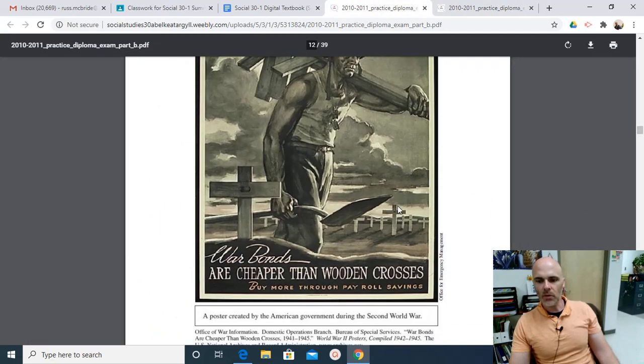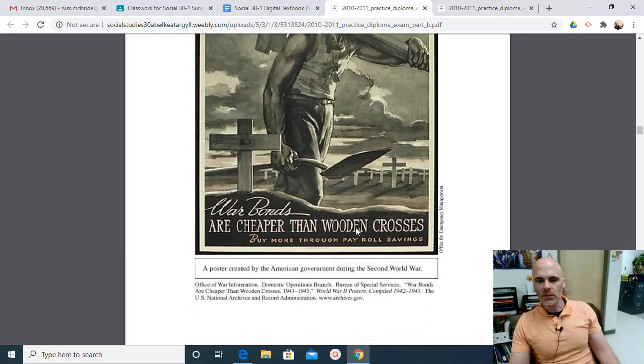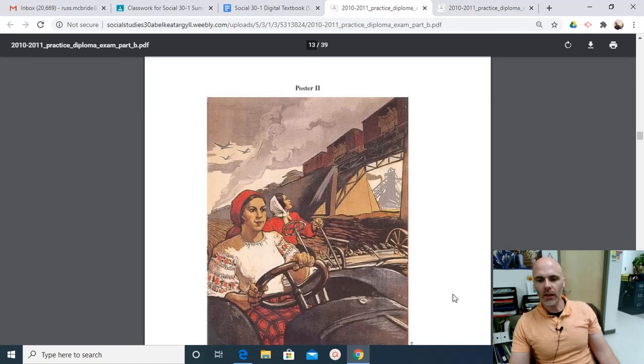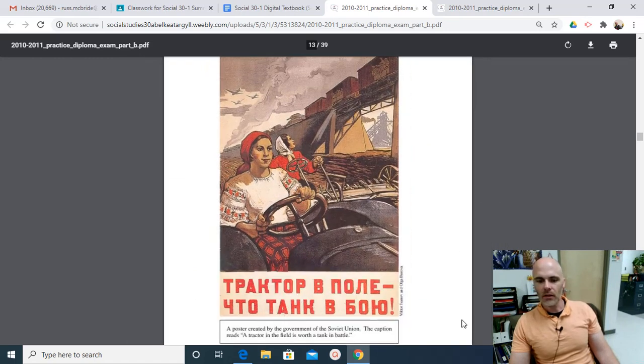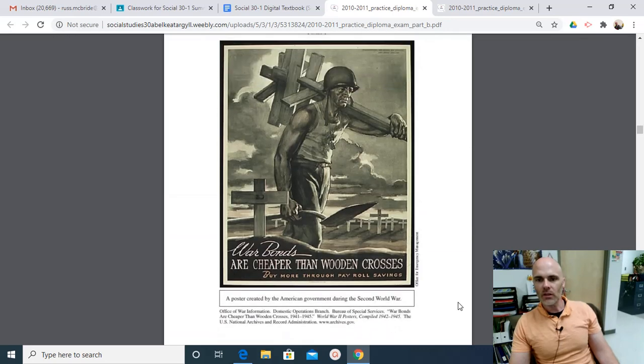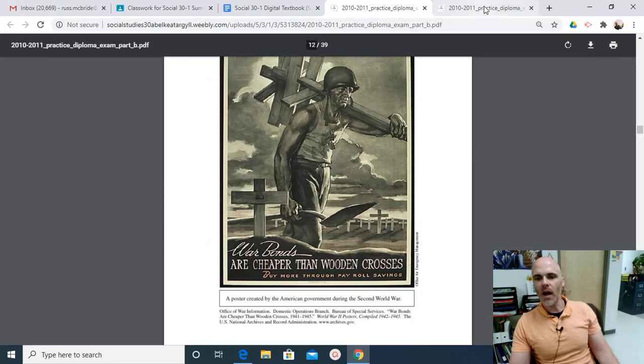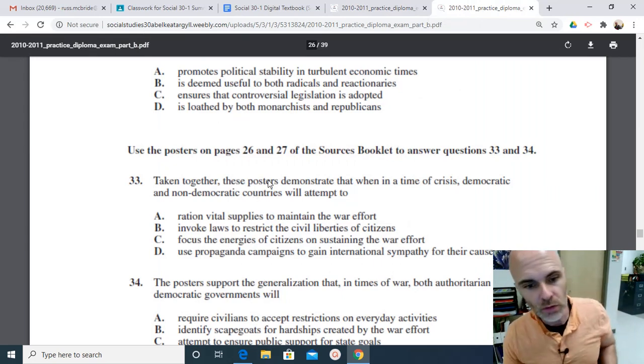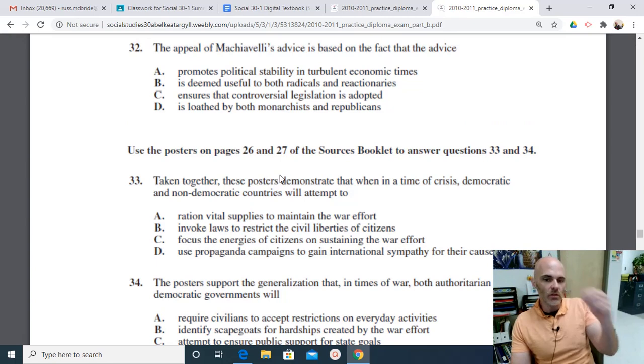So we have a propaganda poster from America. War bonds are cheaper than wooden crosses, so we've got to support the war. And we've got this tractor poster: a tractor in the field is worth a tank in battle, by the Soviets, our allies in that same war. So we've got two World War II propaganda posters trying to mobilize the masses to help the war effort. Taken together, these posters demonstrate that in time of crisis, World War II, democratic, the United States, non-democratic, the Soviet Union, will attempt to ration vital supplies.